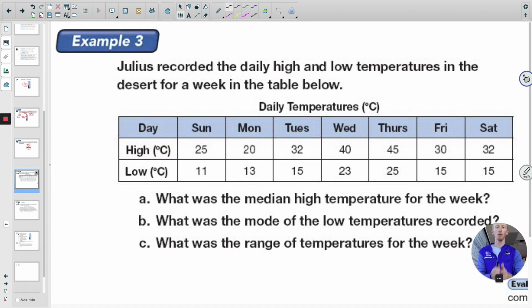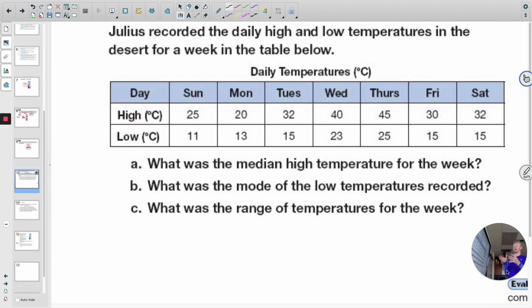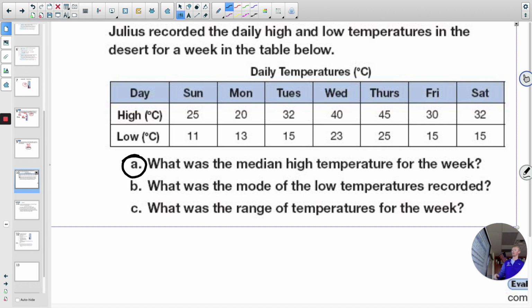All right, it says Julius recorded the daily high and low temperatures in the desert for a week in the table below. So here's all the data. What was the median temperature for that week? Median would be the number in the middle. So what you would have to do for A is list out all the different temperatures for the week, the highs, and then you have to find the one in the middle.